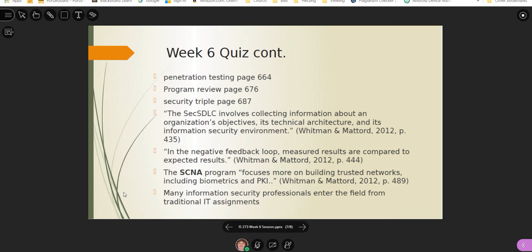Security triple, page 687. The SDLC involves collecting information about an organization's objectives, its technical architecture, and its information security environment. In the negative feedback loop, measured results are compared to expected results. The SCNA program focuses more on building trusted networks, including biometrics and PKI. Many information security professionals enter the field from traditional IT assignments.